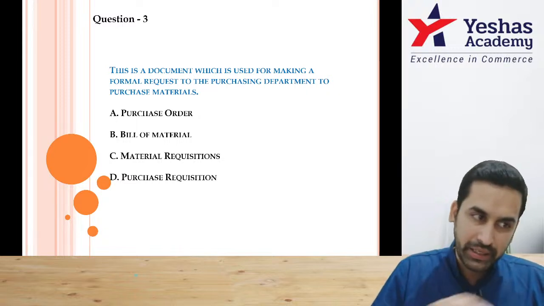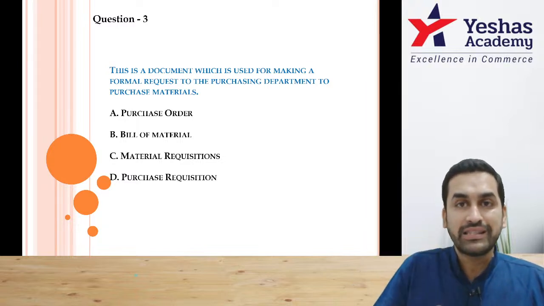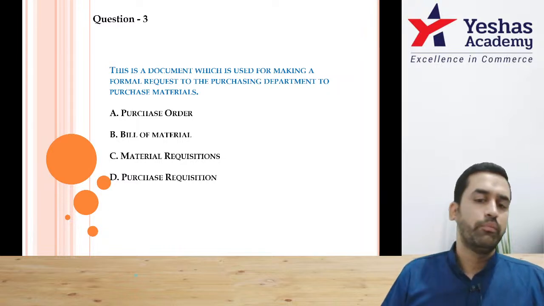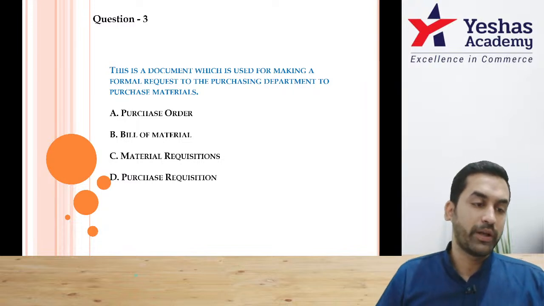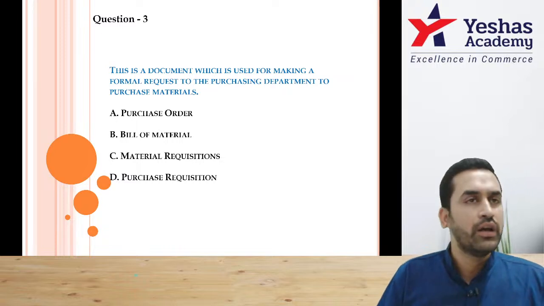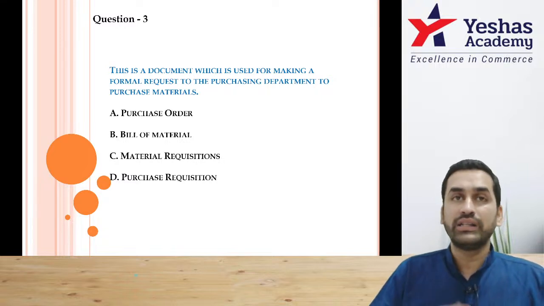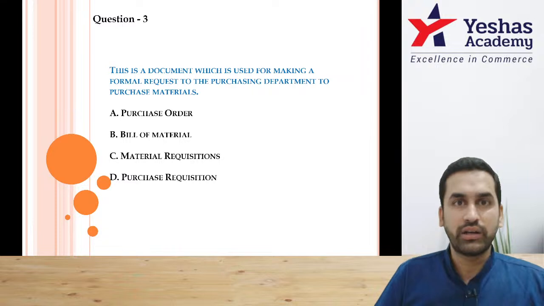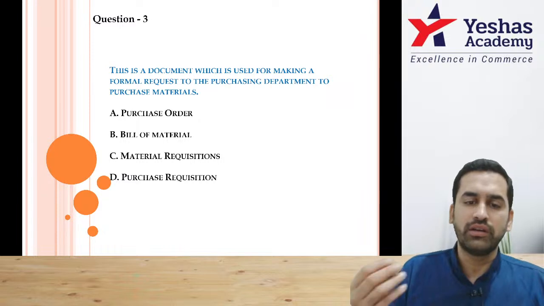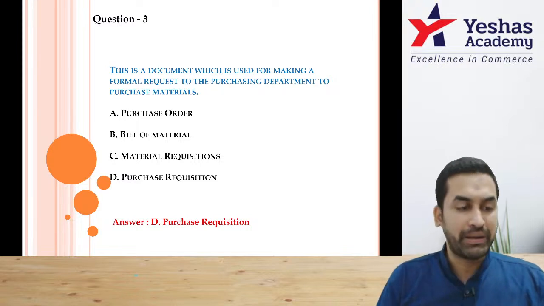Option A is completely wrong because purchase order is raised by purchasing department and they send it to supplier. Where is supplier in my question? Correct? Bill of material, option B. This is also wrong because bill of material is a common document which has the details of the item name, item code, how many kgs are required, what is the alternate material if main material is not available, what are the quality standards of that raw material. That is not a document which is a request from one department to another department. Yeah. Correct answer is D, purchase requisition.